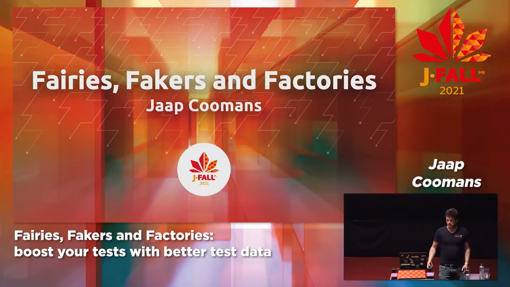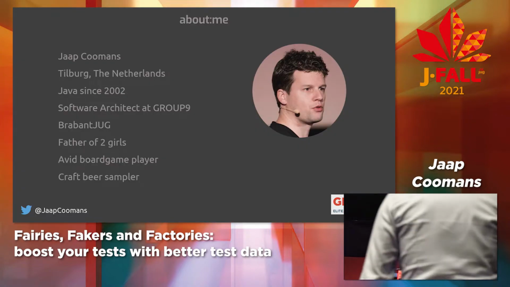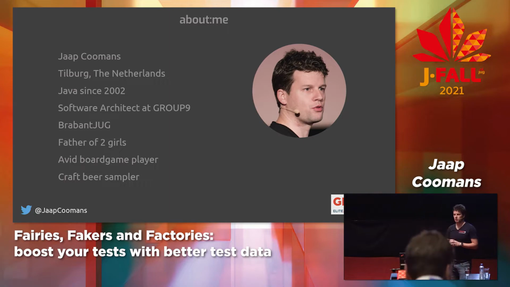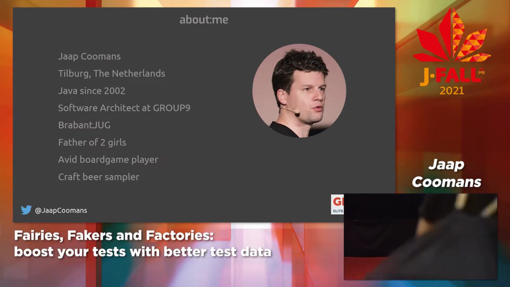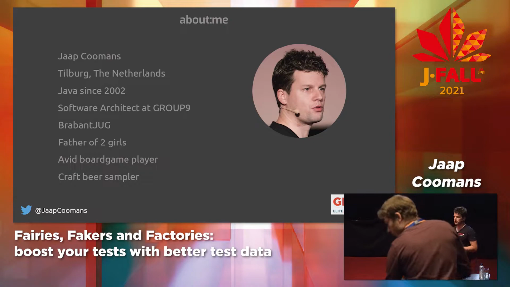Let me first briefly introduce myself. My name is Jaap Coomans. I live in Tilburg in the Netherlands, and I've been doing Java for quite a while. Currently a software architect working for Group 9. And besides that, I'm working together with two other enthusiasts to found the Brabantjug.